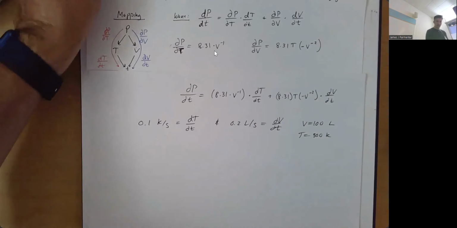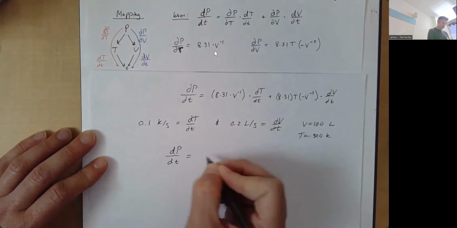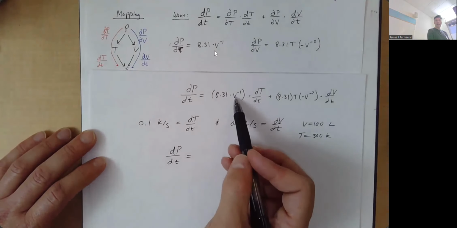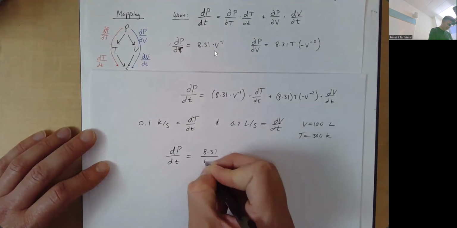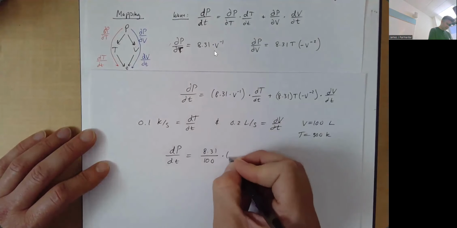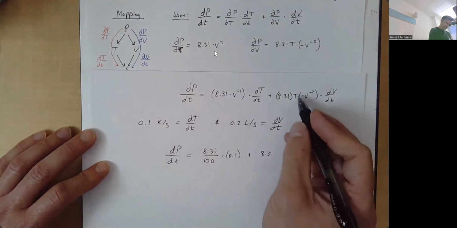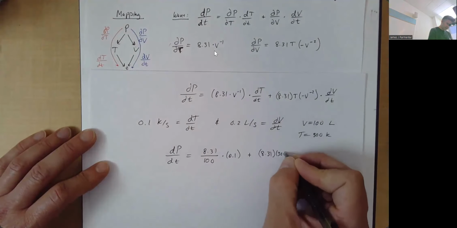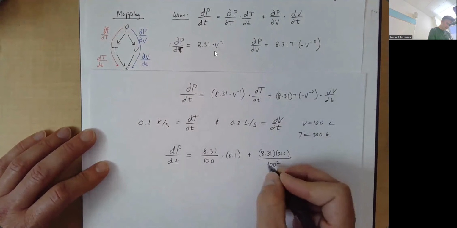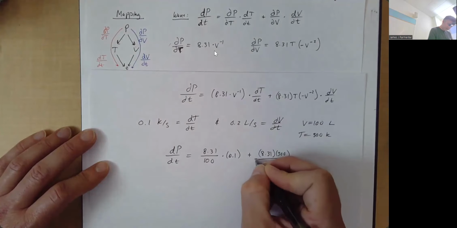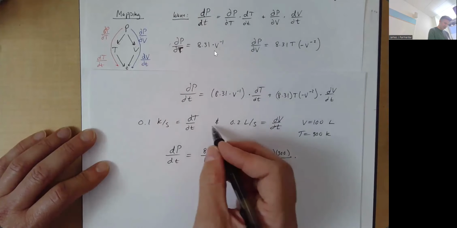So we can go ahead and say dP/dt is equal to, instead of writing 100 to the -1, I'm going to write divided by 100. So I'm going to get 8.31 divided by 100 times dT/dt, which is 0.1, plus 8.31 times the temperature, which is 300. And instead of multiplying by 100 to the -2, let's divide by 100 squared. And yes, I know there's a negative sign, so we'll put a negative out in front here, which is kind of annoying. I should have seen that earlier. And then finally, we're going to multiply by dV/dt, which is 0.2.